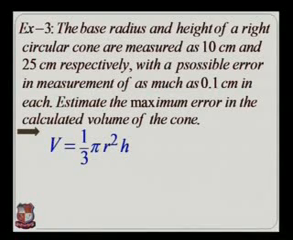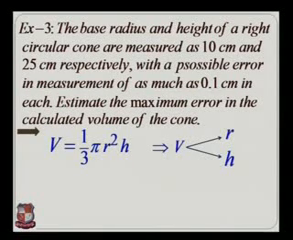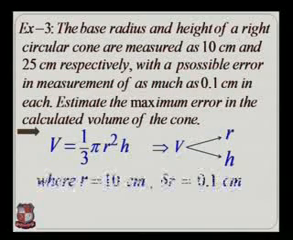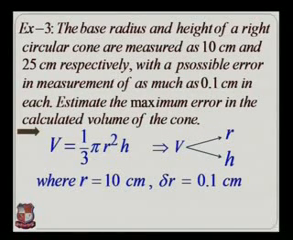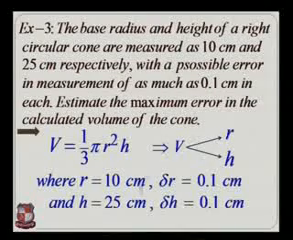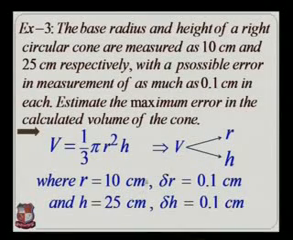As we know, the volume of a cone is 1 by 3 pi r square h, where 1 by 3 and pi are constants. The remaining r and h mean volume is a function of r and h, where according to the data, r is equal to 10 centimeter and the change in r is given as 0.1 centimeter. Height is given as 25 centimeter and the change in height is also given as 0.1 centimeter.